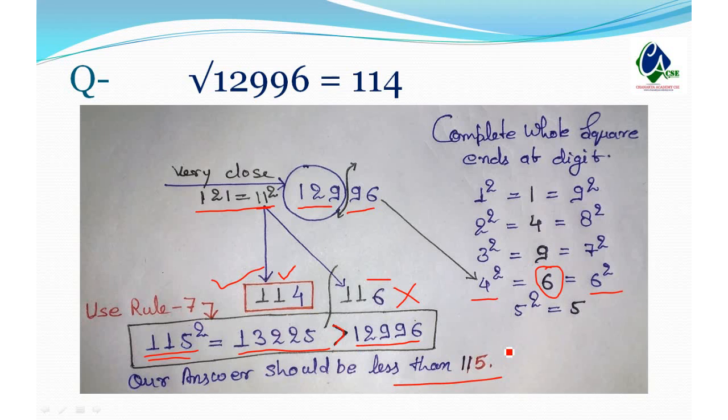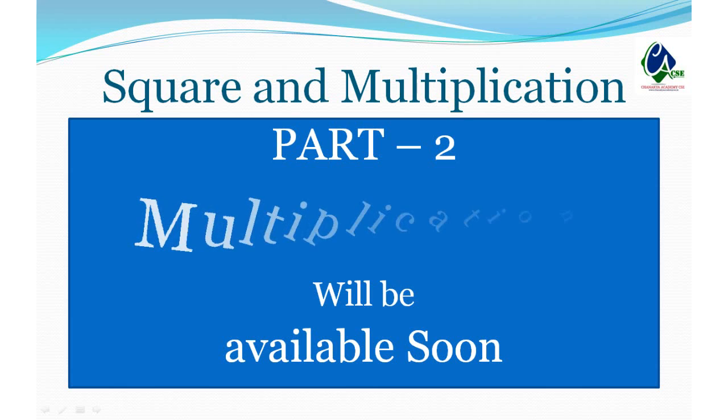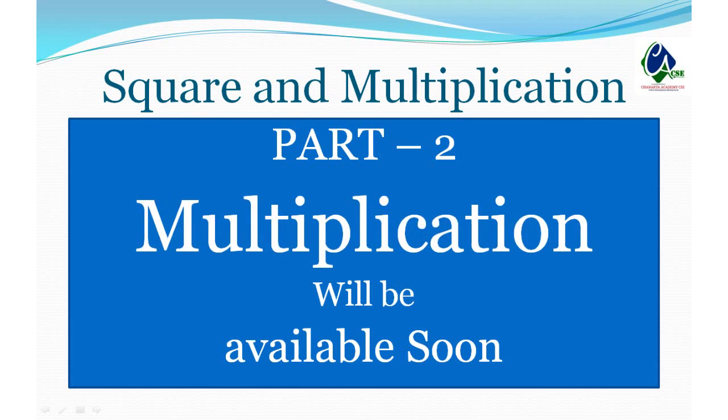Now you know how to find the square and how to find the square root, and we will come soon with the second part of this series, that is multiplication. After watching this video, you can multiply a 2, 3, 4 digit number without using paper and pen.